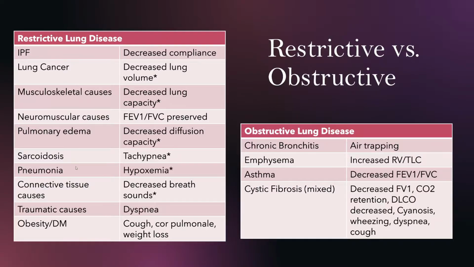So we're going to just list some common restrictive diseases. First, we have idiopathic pulmonary fibrosis. Lung cancer: if you imagine a large tumor taking up space, that's going to limit the amount of air we can get in. Musculoskeletal causes, these could be adhesions, contractures, etc., that disallow chest wall expansion. You can have neuromuscular causes, pulmonary edema, sarcoidosis, pneumonia, connective tissue issues, traumatic causes, obesity, diabetes, etc. We'll talk about most of those in this chapter, and then next chapter, we'll talk about some of these obstructive disorders.